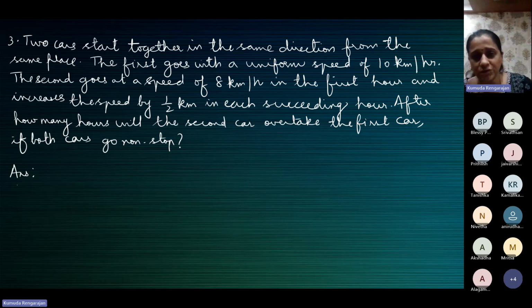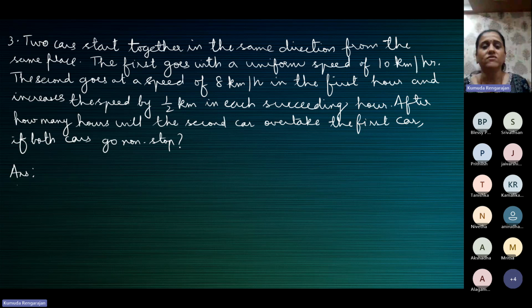So here also the equation in words is the distance covered by the first car in n hours is equal to the distance covered by the second car in n hours, because they start at the same place, at the same time, in the same direction. Both of them travel for, say, 5 hours or 10 hours. Both of them travel for the same period of time.